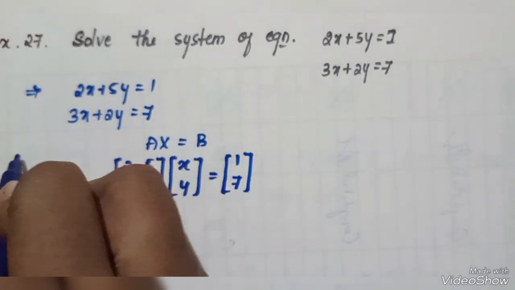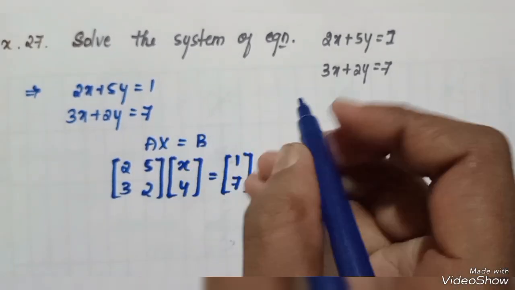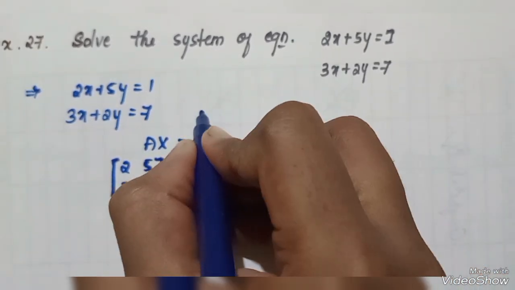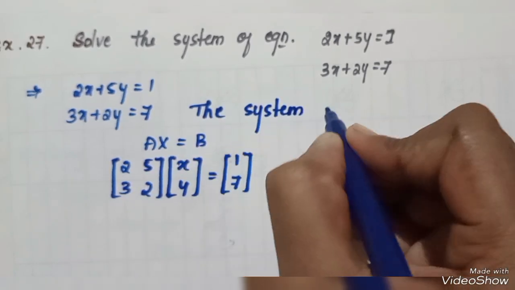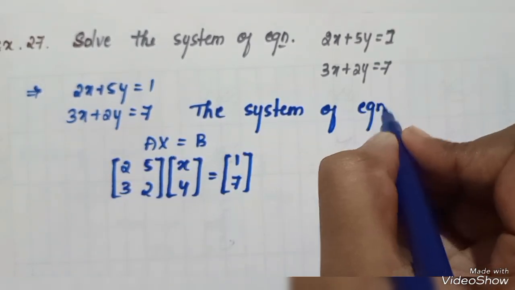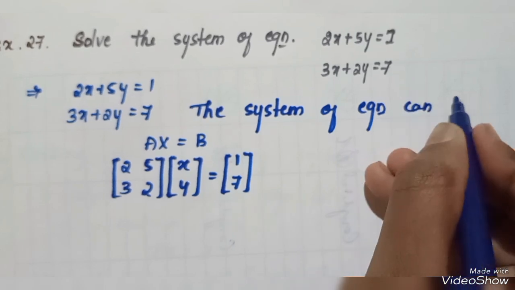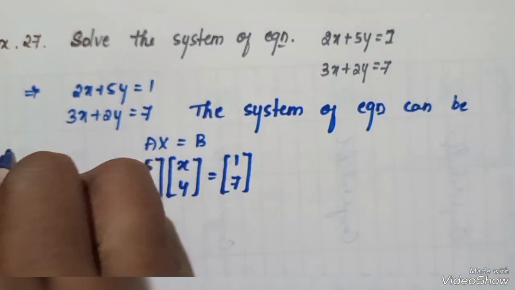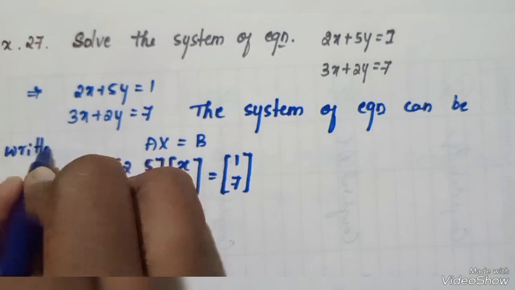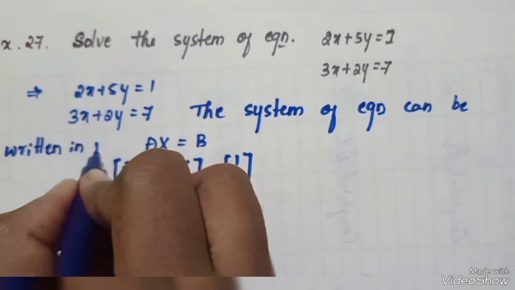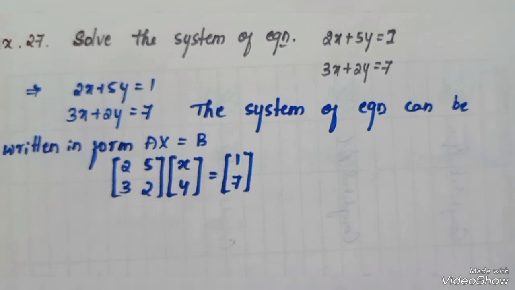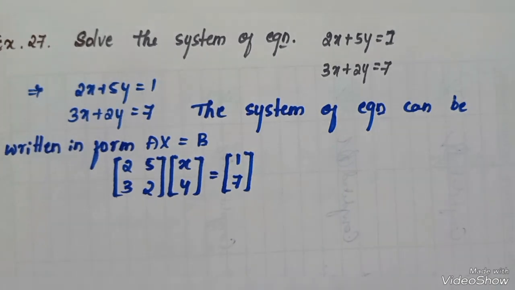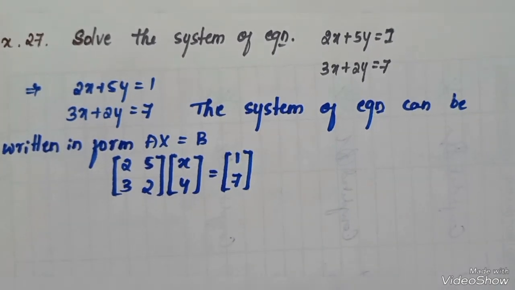The system of equations can be written in the form Ax is equal to B, that is 2, 5, 3, 2 times x, y.